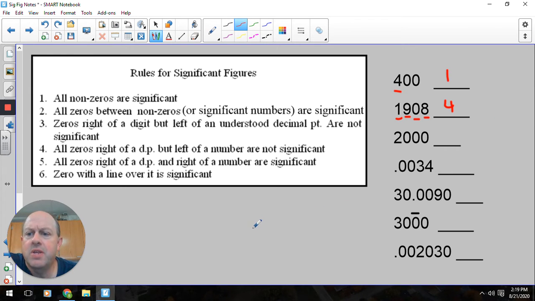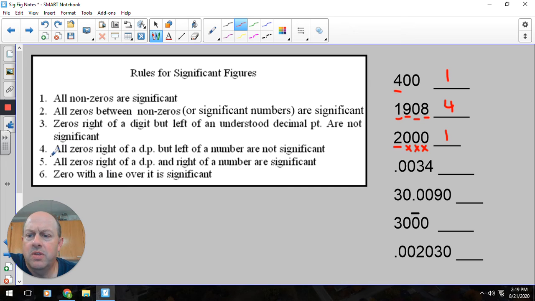Rule number 3 is zeros to the right of a digit but to the left of an understood decimal point are not significant. That's like what we had in example 1. So here's an understood decimal point. We have zeros, and they're on the right side of this number 2, but they're on the left of that understood decimal point. So those zeros don't count. They would not be significant, and our number would only have one sig fig in it.